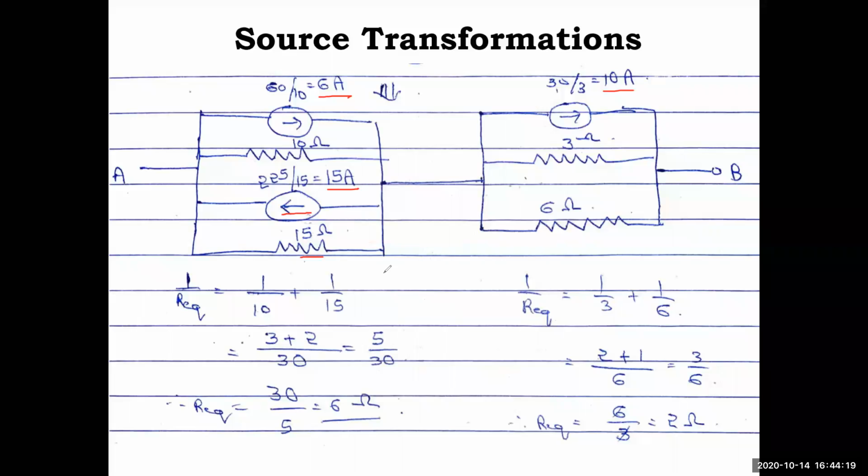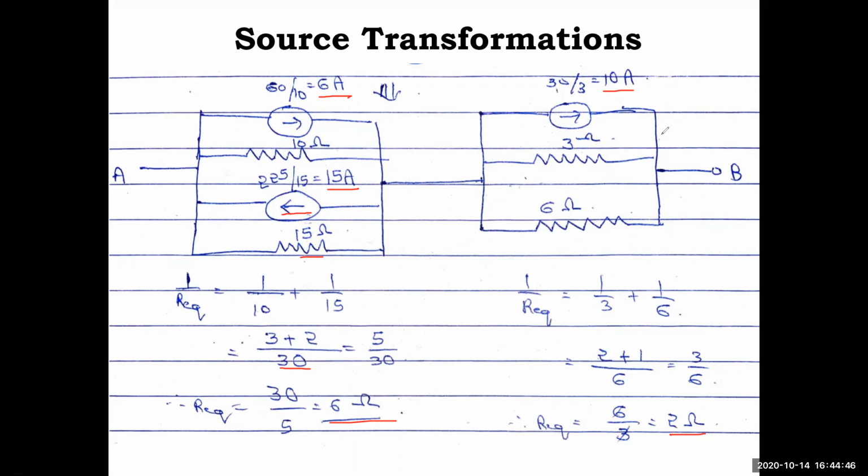Okay, so we'll solve this. 1 by 10 plus 1 by 15, 30 is the LCM, so 10 3s are 30, 15 2s are 30, so 5 by 30, so R equivalent is 30 by 5, equal to 6 ohm. Similarly, this R equivalent is 1 by 3 plus 1 by 6, 6 is the LCM, so 3 2s are 6 and 6 ones are 6, 2 plus 1 is 3 by 6, so if you take the reciprocal, 6 by 3, you'll get the R equivalent.